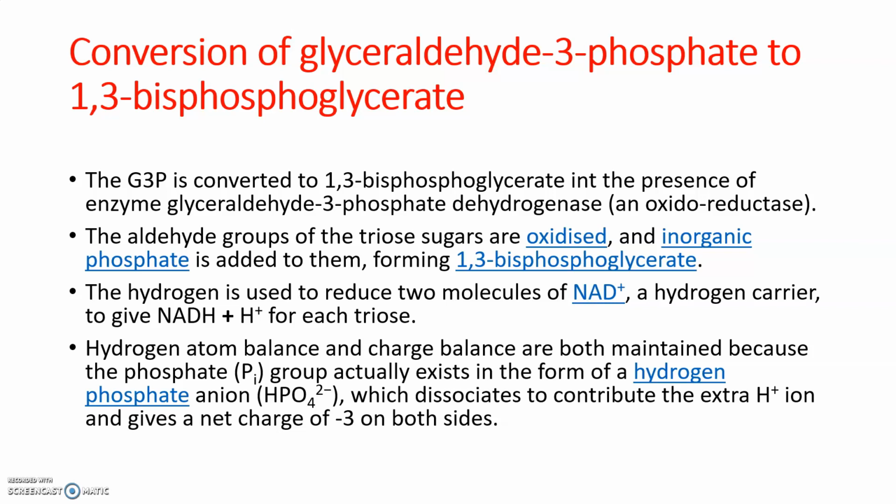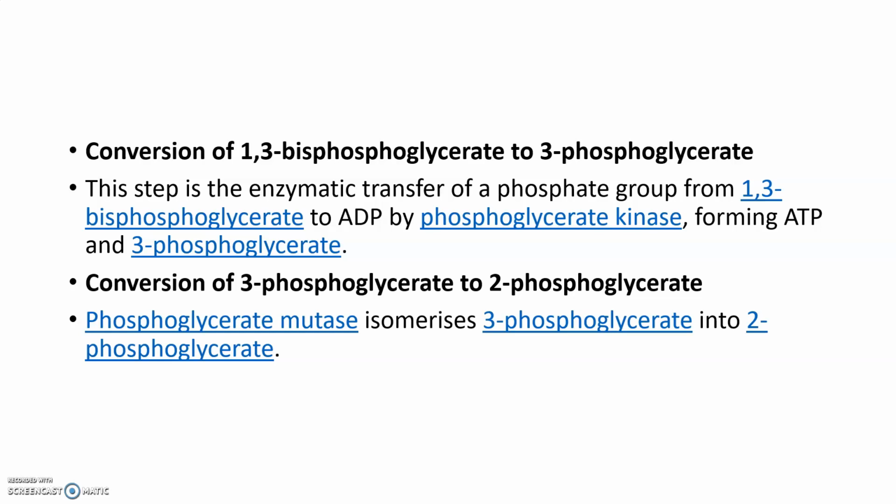Hydrogen atom balance and charge balance are both maintained because the phosphate group actually exists in the form of hydrogen phosphate anion, and this may contribute an extra H+ ion, giving a net charge of -3. So this is the conversion of glyceraldehyde 3-phosphate to 1,3-bisphosphoglycerate, which takes place in the glycolytic pathway. Then comes the conversion of 1,3-bisphosphoglycerate to 3-phosphoglycerate. This is the enzymatic transfer of a phosphate group from 1,3-bisphosphoglycerate to ADP by phosphoglycerate kinase, forming ATP.